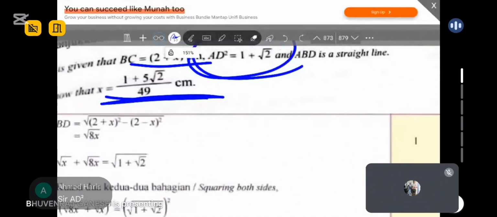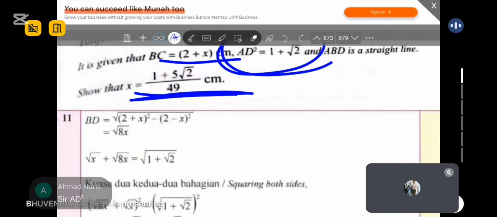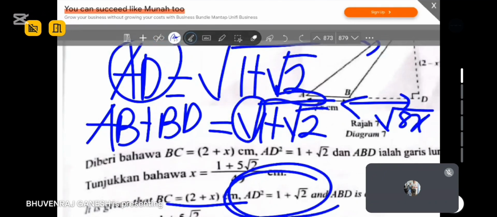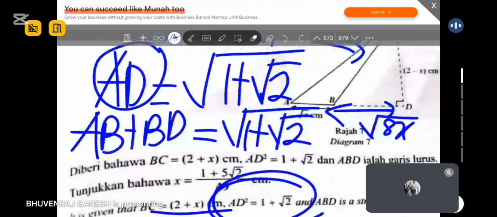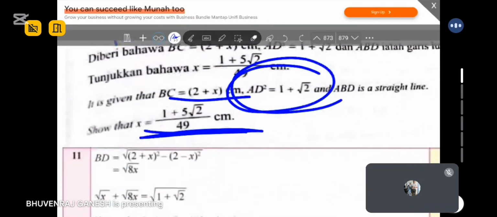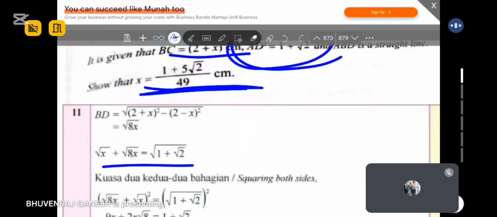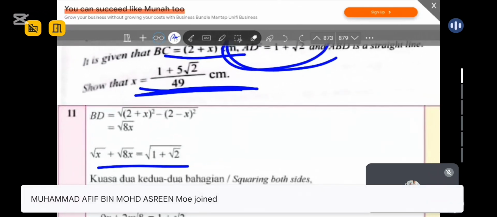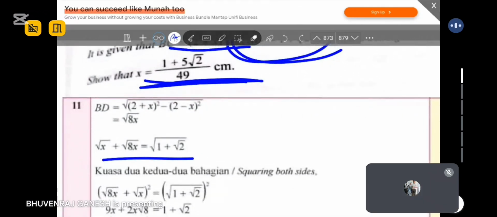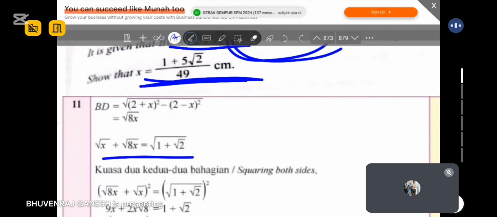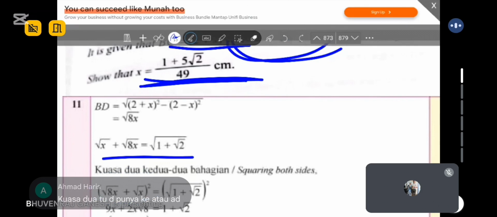Kamu boleh tunjuk. So you just substitute all the information. Yes. That's why saya punca kuasa 2. Nampak Ahmad? Saya letak punca kuasa 2. Saya nak AD, bukan AD kuasa 2. Okay guys. So now, after you get this step, you must square both sides. Kamu kena kuasa 2, dua-dua belah persamaan. So that you can find your X value. So when you square both sides, you just do your quadratic expansion lah. Kembangkan macam biasa yang ni, quadratic. Until you get the answer.